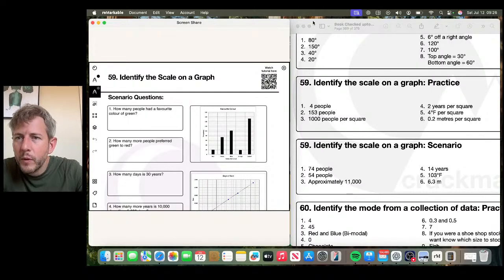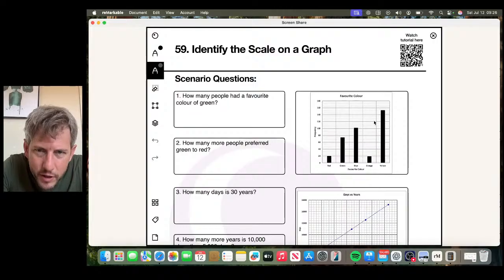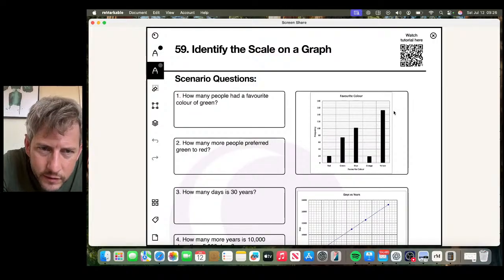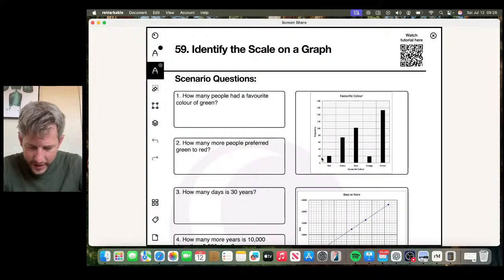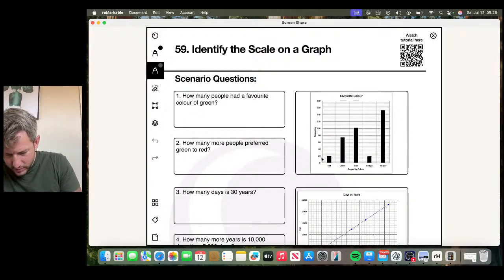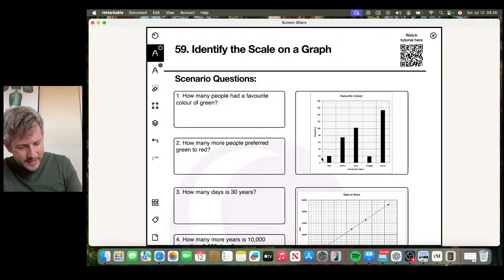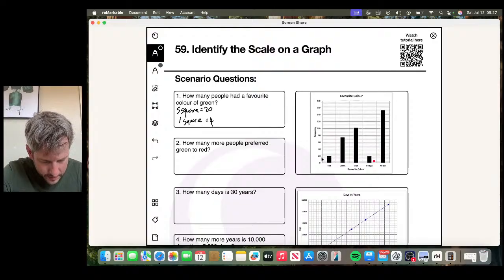How many people had a favourite colour of green? Okay, so we need to work out the scale first. So again, it's 5 squares is 20. I actually feel like I might need to edit this so we've got some more working out space. 5 squares equal 20, 1 square equals 4. Colour of green.